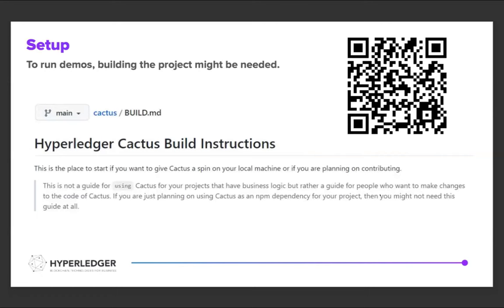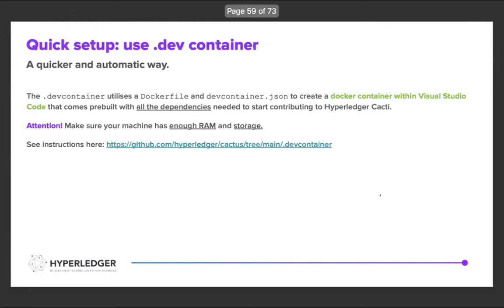In order for you to run the demos, you probably have to install or build the project. The instructions are on cacti/build. And you can also use the dev container, which on VS Code spawns an environment with the dependencies installed. Just note that Cacti is a heavy project. I think we can say that, and to be very safe, you probably need around 16 gigabytes of RAM and probably 50 to 60 gigabytes of storage. But if I'm saying bad values, Peter, please correct me.